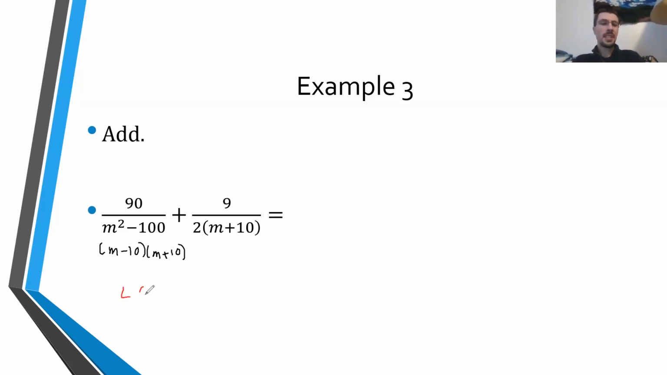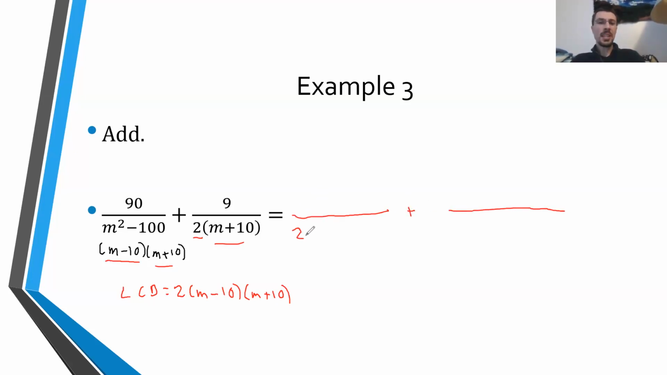Then, to find the LCD, we want to have a 2, because the second fraction has a 2. We need an m minus 10, because the first fraction has more m minus 10s. And we need a single m plus 10, because both fractions have a single m plus 10 in the denominator. So we want to add two fractions, both of which have the LCD.